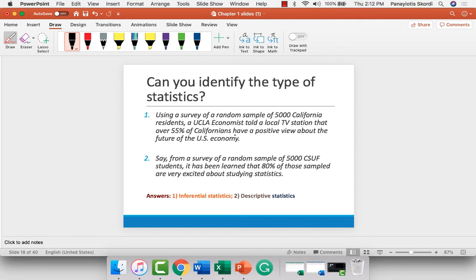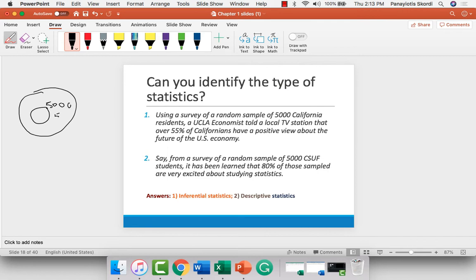And what sort of statistics is that? Would that be descriptive or would it be inferential? Well, what we've got for question one is this guy, this is the whole population of California, and this guy took a sample here of 5,000, and he had figures for the sample of the 5,000. He did not have figures for the whole of the population, and yet he found out that 55% of the sample had a positive view.